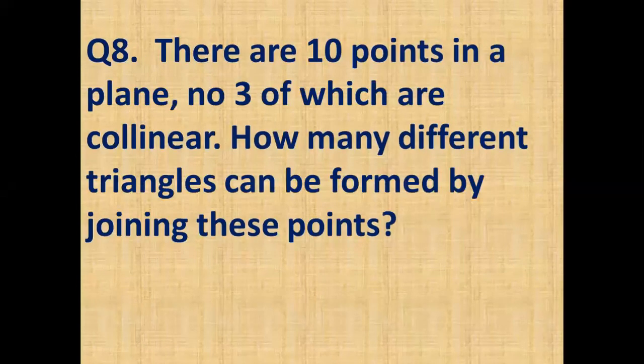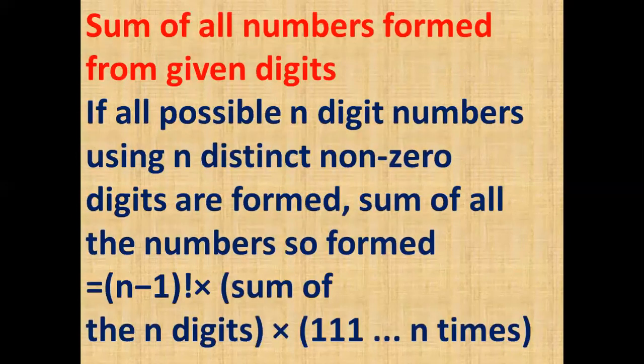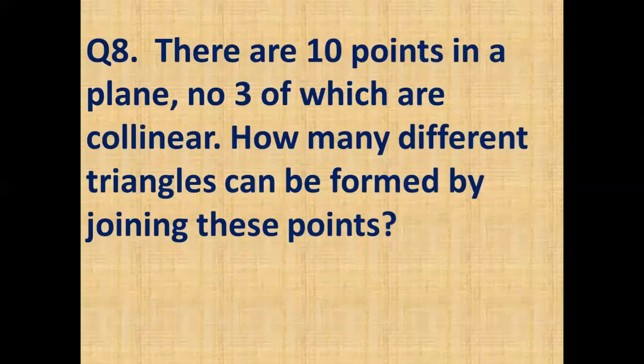Let us come to question number 8. There are 10 points in a plane, no 3 of which are collinear. How many different triangles can be formed by joining these points? It would be 10C3 again. Very simple. I hope you people are able to understand this.